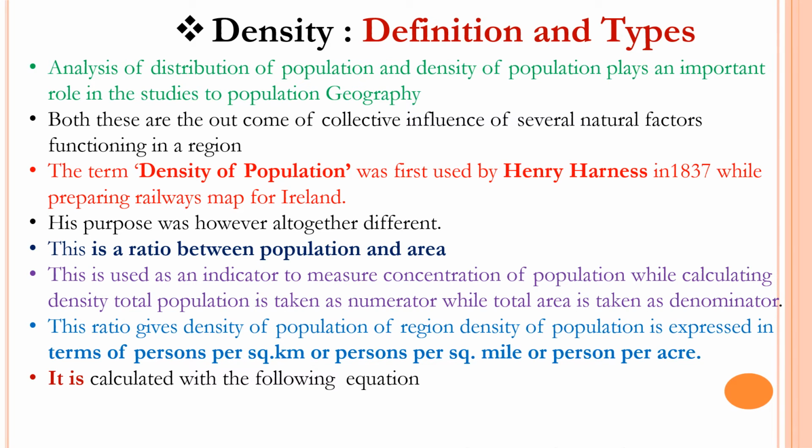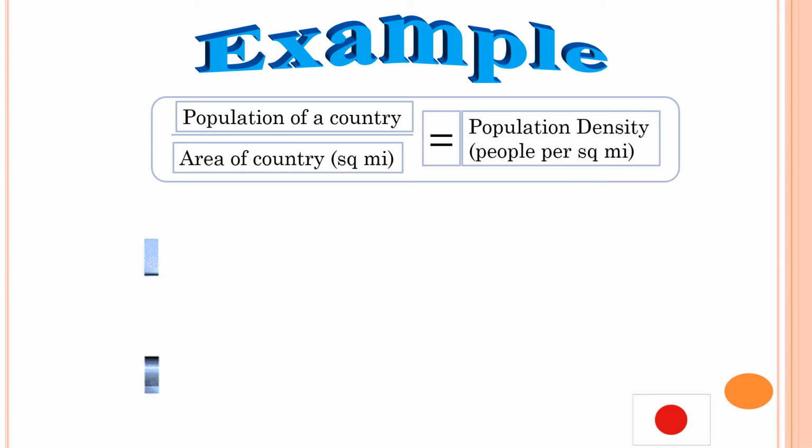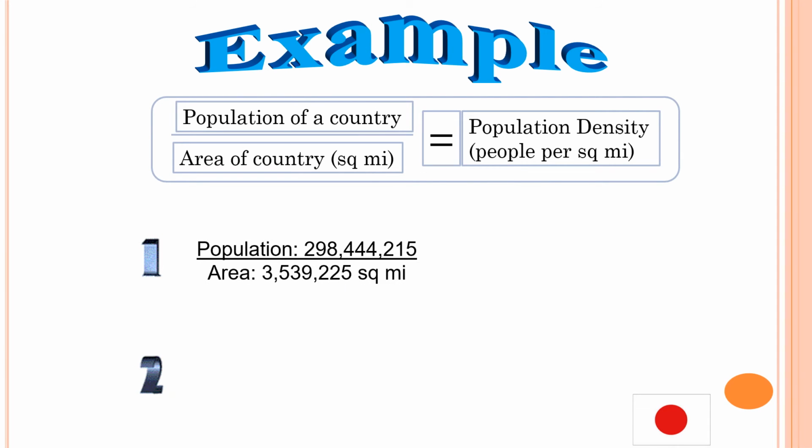Now go to the examples. First one: this is the population of the country, the area of the country, and the population density, in population per square mile. It is the area of the country in square miles. Here, for example, this is the population.